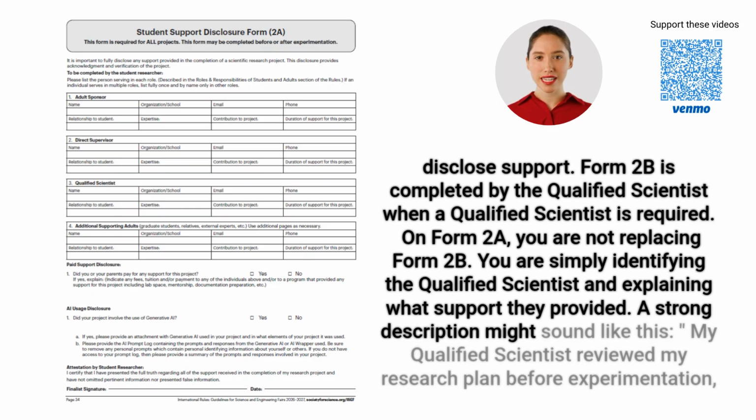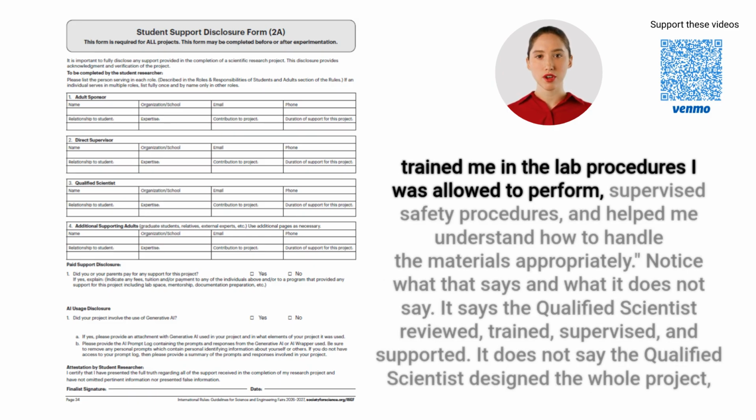A strong description might sound like this. My qualified scientist reviewed my research plan before experimentation, trained me in the lab procedures I was allowed to perform, supervised safety procedures, and helped me understand how to handle the materials appropriately.